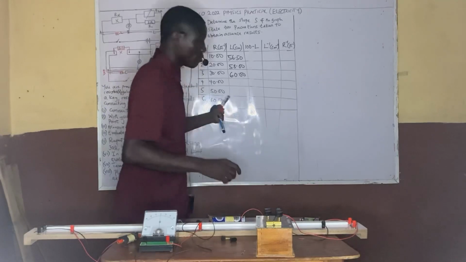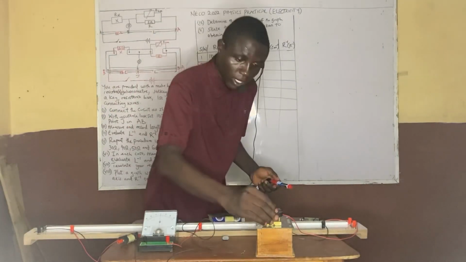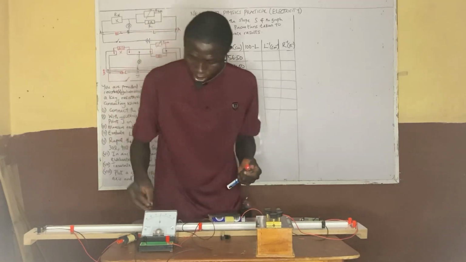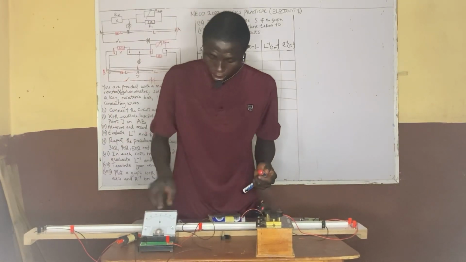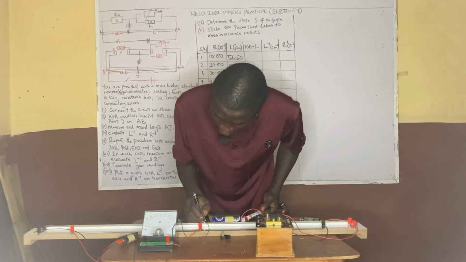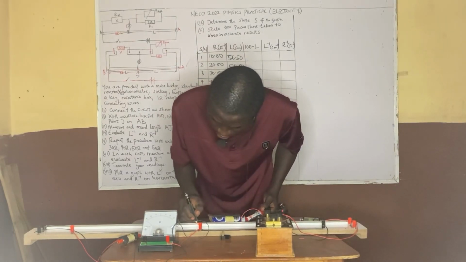Now the next one is 40. Return the 10 ohm key, then remove another 20. 20 plus 20 will give you 40. Close your key now and place your jockey again. You can see the deflection. Start to move.